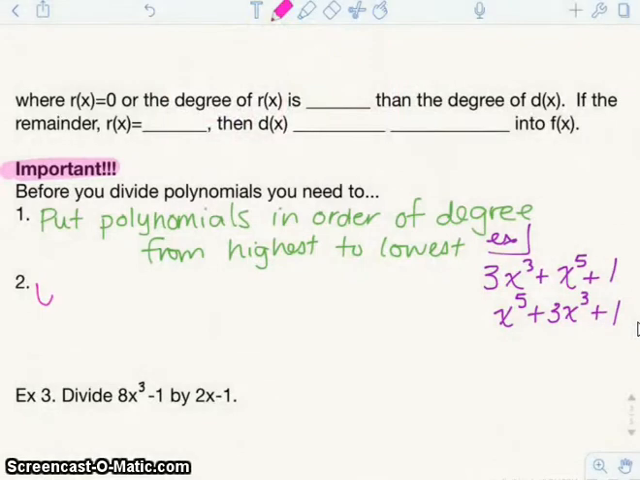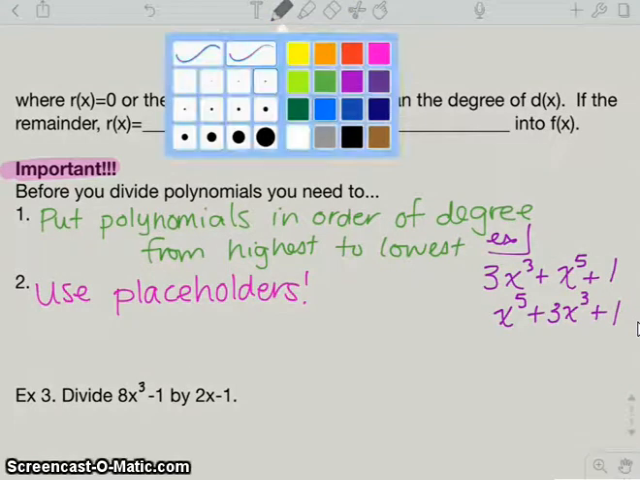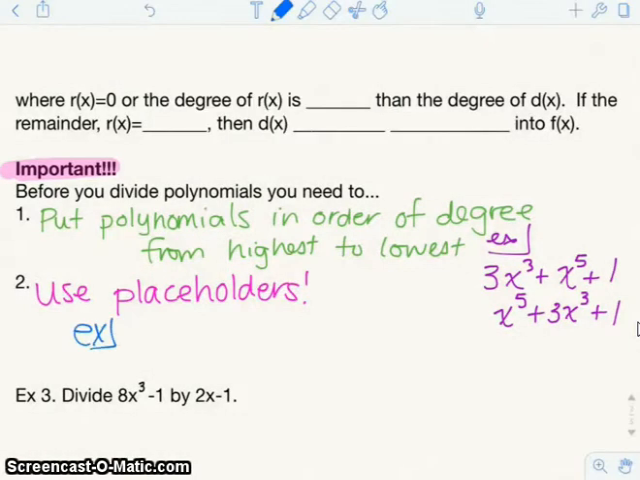is use placeholders. And let me explain what that means. You want to have every single exponent represented. It's not fair if you leave one out. So let's say there's an example that you're going to do, and it looks like this. X to the fourth plus 3x squared plus 1. I have an x to the fourth, but then it jumps to an x squared. Something's missing in there. What is it? An x to the what power? I'm missing an x to the third, so here's what I'm going to do.